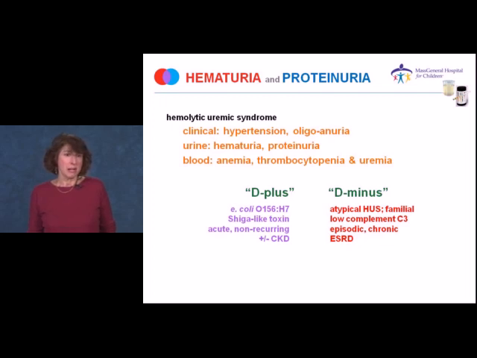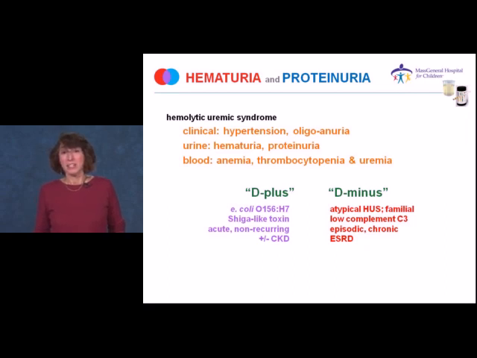And then another common nephropathy that has hematuria and proteinuria doesn't quite count as a glomerulonephritis, but I wanted to include it for the sake of completeness: hemolytic uremic syndrome, where clinically a patient is going to have oligoanuria very frequently as their presenting finding, and sometimes hypertension. You will find hematuria and proteinuria in the urine, and when you screen the blood, there will be anemia, there will be thrombocytopenia, and there will be uremia.